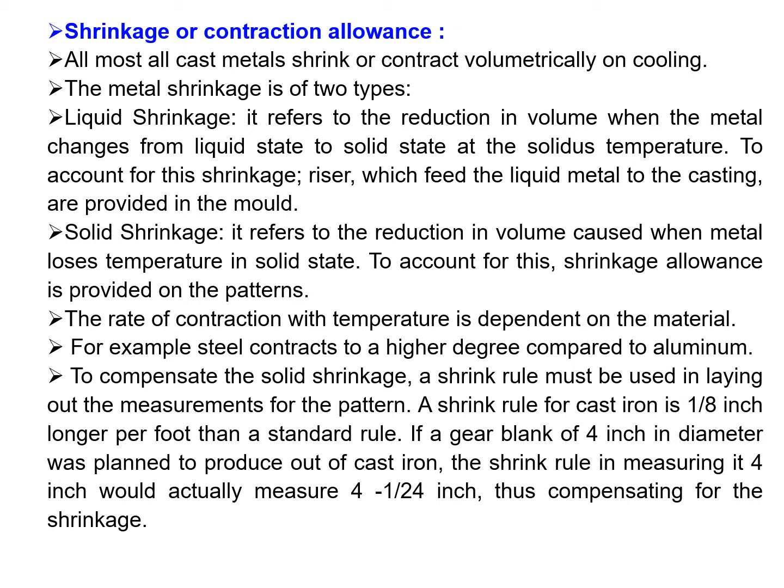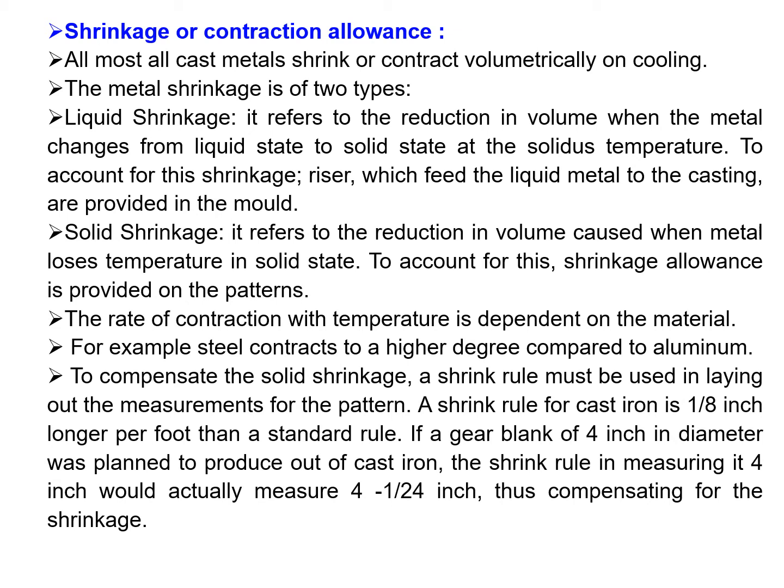Shrinkage or contraction allowance. Almost all cast metals shrink or contract volumetrically on cooling. The metal shrinkage is of two types: liquid shrinkage and solid shrinkage. Liquid shrinkage refers to the reduction in volume when metal changes from liquid state to solid state at solidification temperature. To account for this shrinkage, risers which feed liquid metal to the casting are provided in the mould.